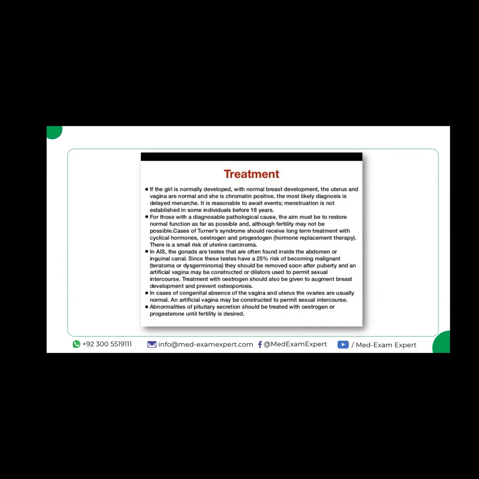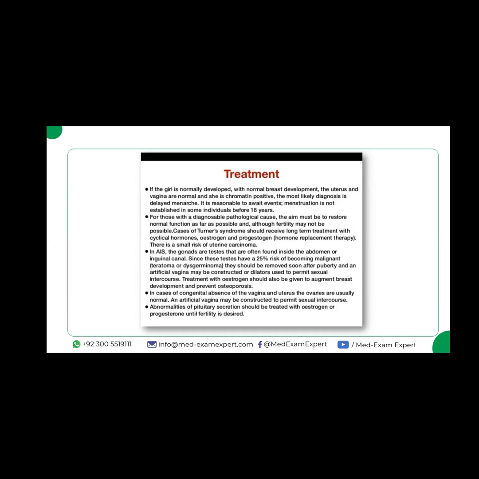And although fertility may not be possible, for example, in cases of Turner syndrome, they should receive the long-term treatment with cyclical hormones, estrogen and progesterone, or the hormone replacement therapy. And the patient who have the Turner syndrome, some studies suggest that they have the increased chances of uterine carcinoma.